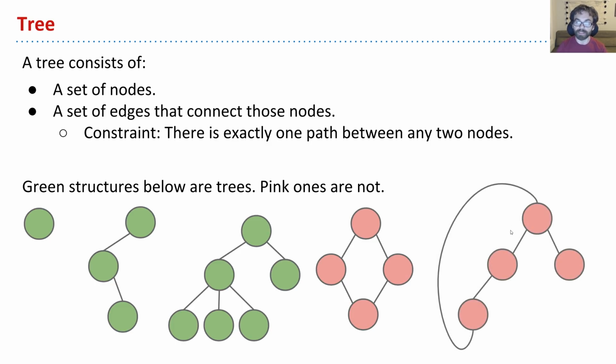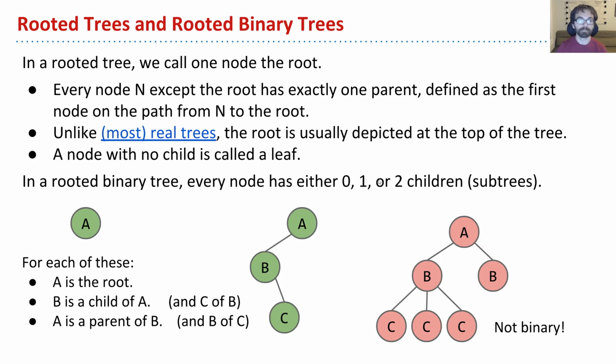And then here is another example, right? So this one looks a little more tree-like, but it is not, because there are 2 ways to get from this top node to this bottom one. We can go downwards, or we can go up and around. Okay, so tree, tree, tree, not a tree, not a tree.